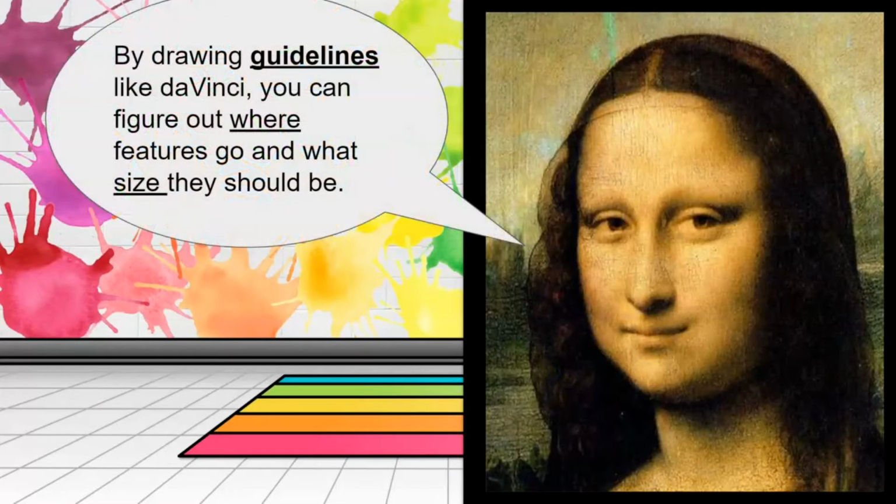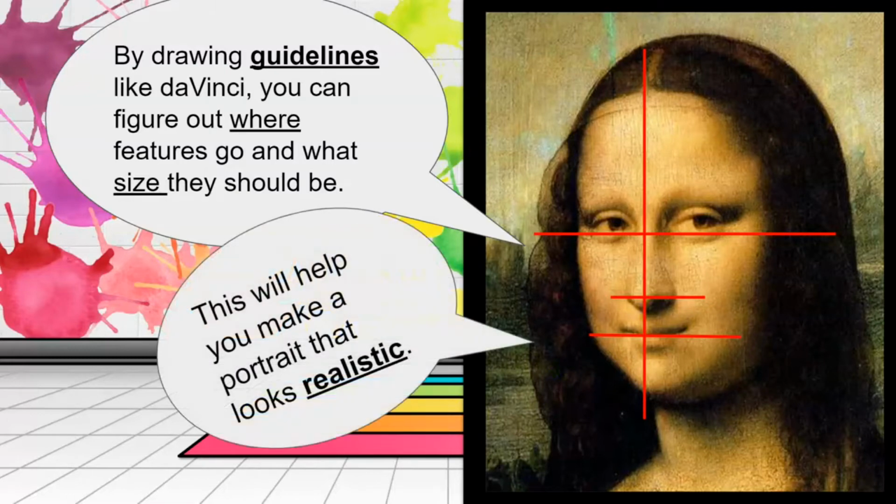By drawing guidelines like Da Vinci, you can figure out where features go and what size they should be. If we split the face in half, it helps us to remember that both sides of the face are mostly the same. So here we have our line of symmetry. If we line up our eye line, then we know exactly where to place our eyes when it's time to draw our eyes. If we measure where our nose and mouth go, we can use a guideline to help us gauge exactly where they should go in order to be the right size and placement. This will help you make a portrait that looks realistic.